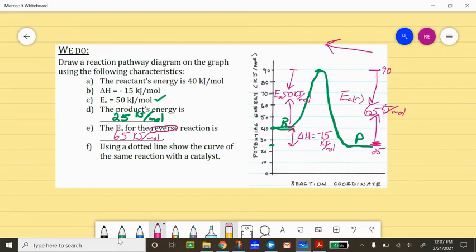And then it says, using a dotted line, show the curve of the same reaction with a catalyst. So we know what a catalyst does. We know a catalyst lowers the activation energy. So we're going to lower the activation energy, and we're just going to use a dotted line to show this. So really, this could look different for everybody. I'm going to show a really, really, really low activation energy. So adding a catalyst is going to lower my activation energy all the way down to there.